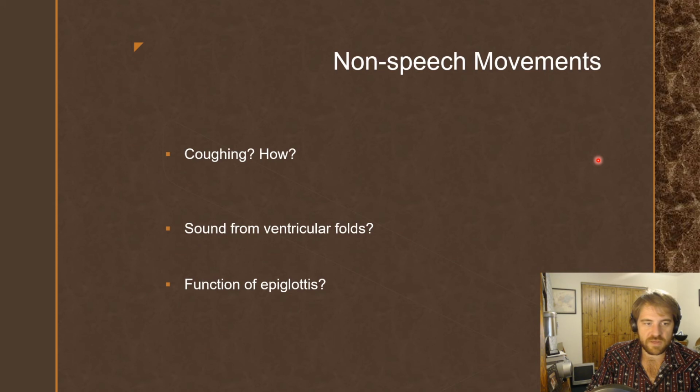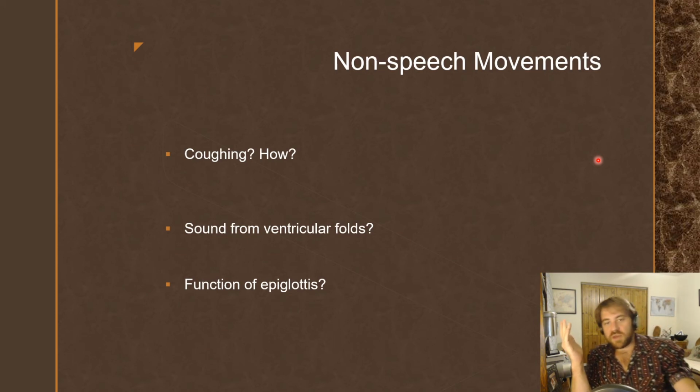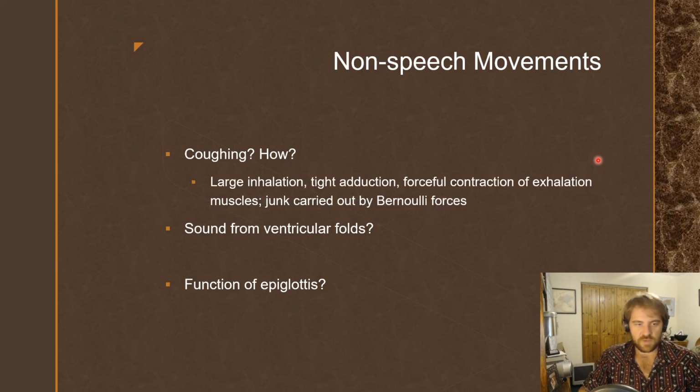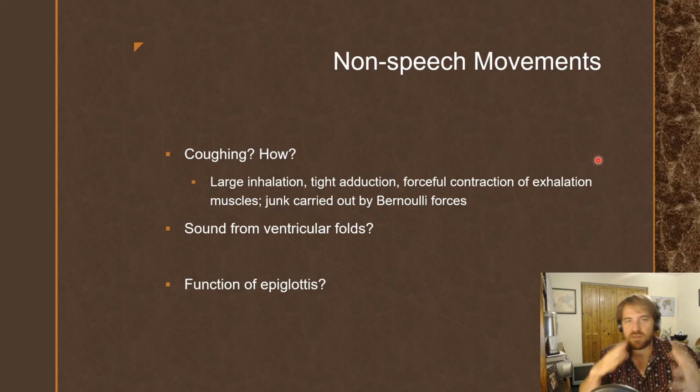Okay, let's keep going. What about non-speech movements? Tell me about coughing. What happens with coughing? How do you cough? Well, you take a large inhalation, then you have tight adduction of the vocal folds. So this is going to be putting together a little bit of information from this time and last time, right? So you're going to use all of the muscles of inhalation, and then you're going to put tight adduction of the vocal folds.